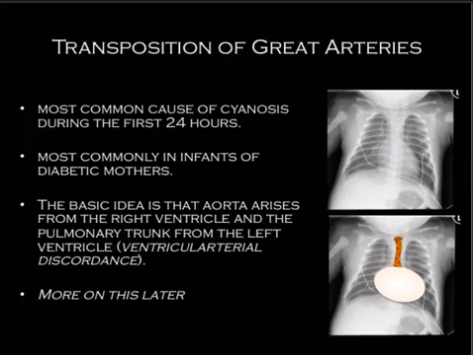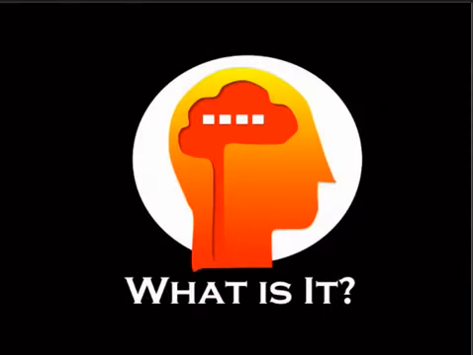It's seen in infants that have diabetic mothers, like a lot of things. Basically, the aorta arises from the right ventricle and the pulmonary trunk from the left ventricle, so it's switched. And I'm going to talk about this in more depth later on in the lecture. These first cases are just for basically pure image recognition and diagnosis.